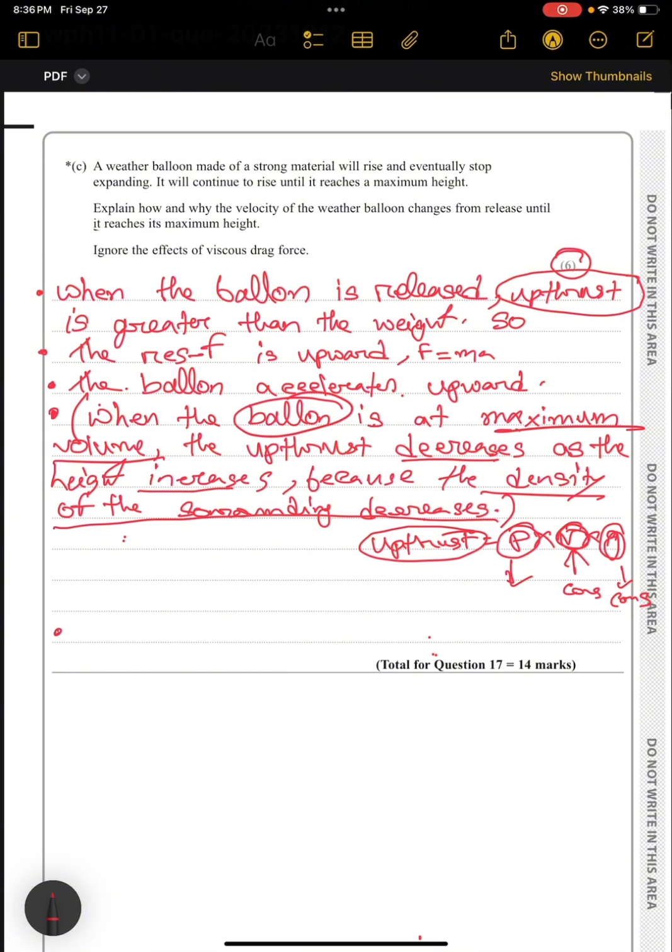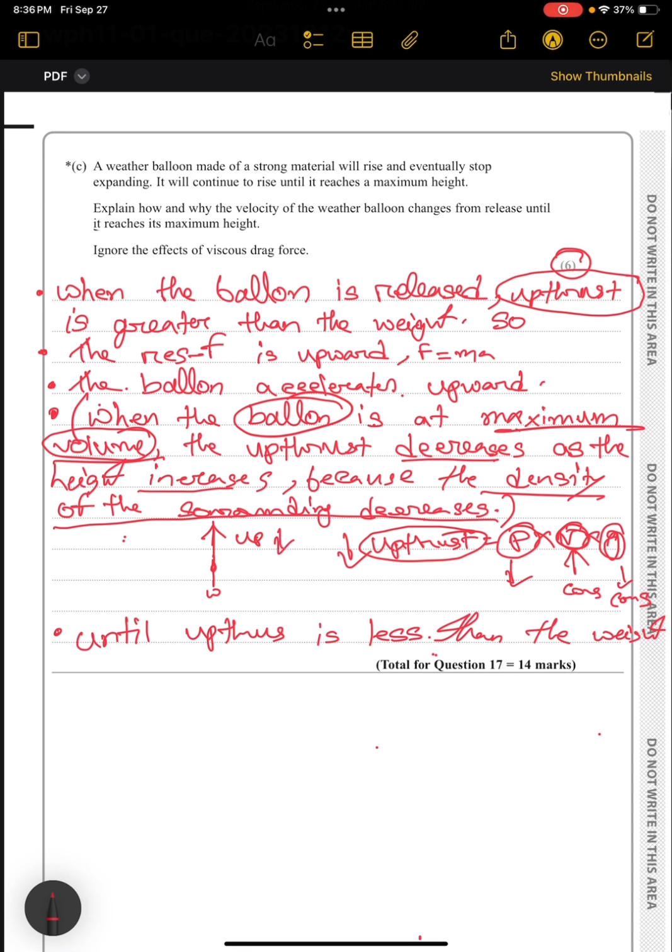So let's write the number 5 point. Until upthrust is less than the weight. We all know this upthrust will decrease and decrease. The upthrust was greater than the weight, but when it reaches its maximum volume, the upthrust will start to decrease, and it will decrease and decrease and become smaller than the weight. It will become smaller than the weight because it is decreasing as the height is increasing. As the height is increasing, the density is decreasing.